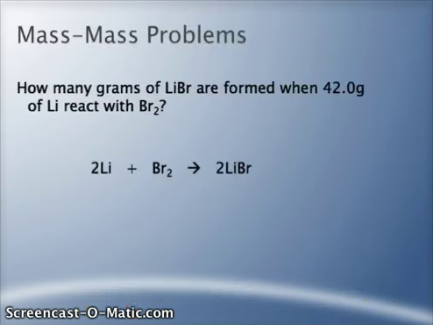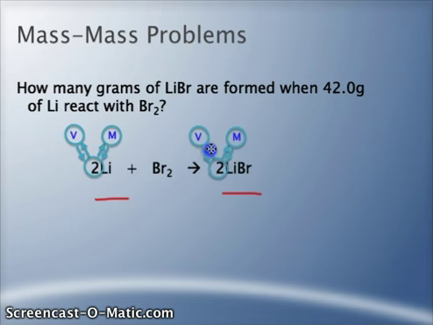Here it says how many grams of LiBr are formed when 42 grams of lithium react with bromine. So first of all, I'm talking about LiBr and I'm talking about lithium. The number for lithium is given, and we're looking for grams of LiBr. So think about a mole central station for this and a mole central station for this. Now let's look at what values are given to us. 42.0 grams of lithium. So grams, that means we're here. 42.0 grams. I'm looking for grams of LiBr, so my X is here.